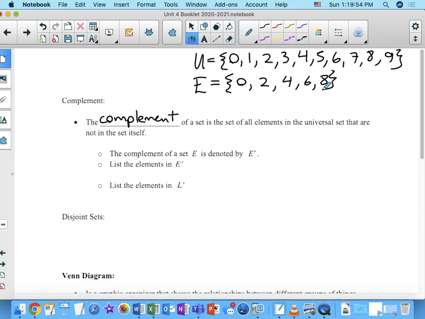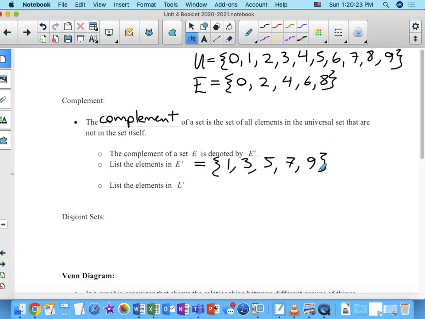Okay, so E complement is anything that's in the universal set that's not in E. It's almost like the opposite of E. Okay, so as I'm going through U, I'm like, okay, 0 is in E, so it's not in the complement. 1 isn't though, so I'm going to put 1 in there. 2 is in E, so that doesn't work, but 3 isn't. So it's all the ones that aren't, right? 1, 3, 5, 7, and 9.